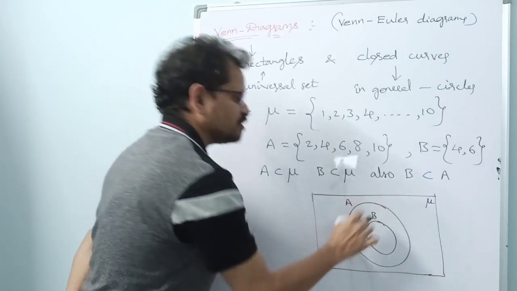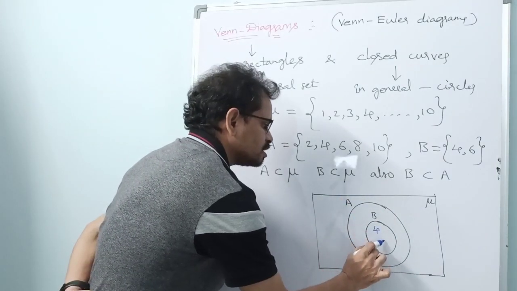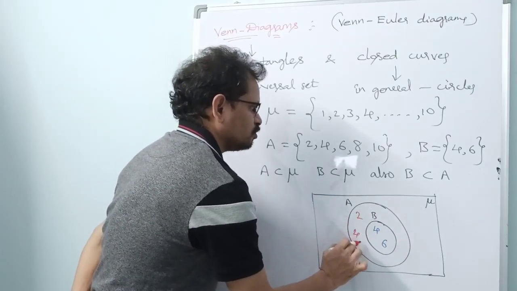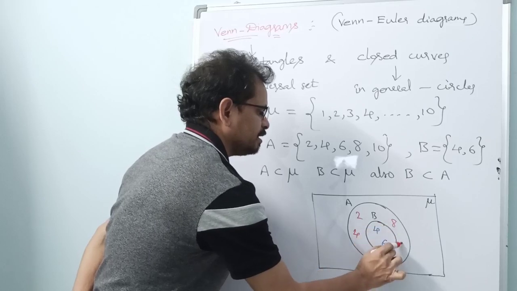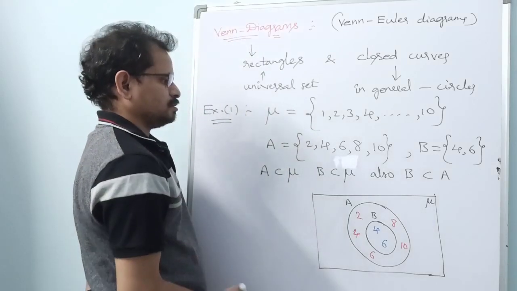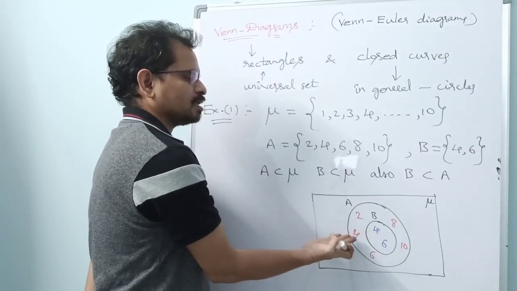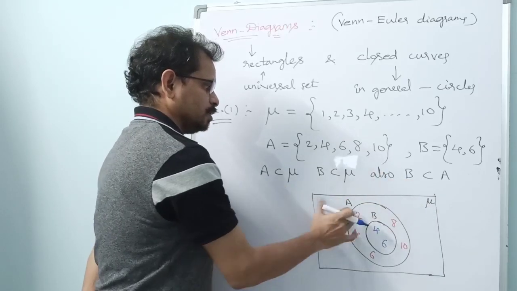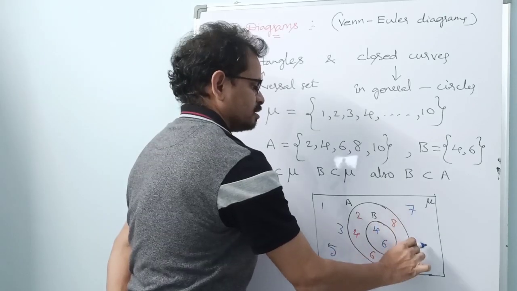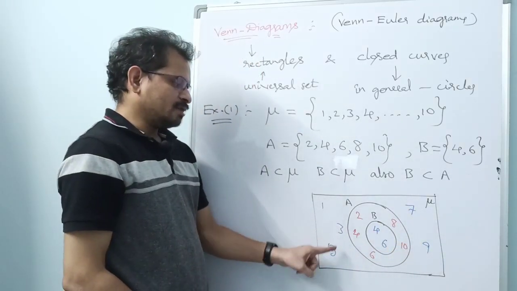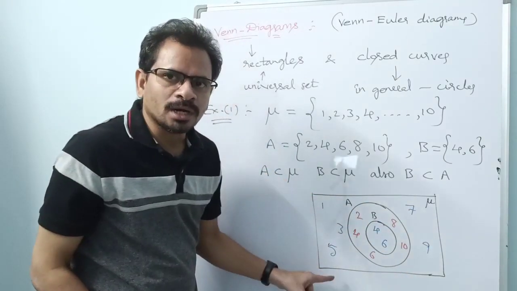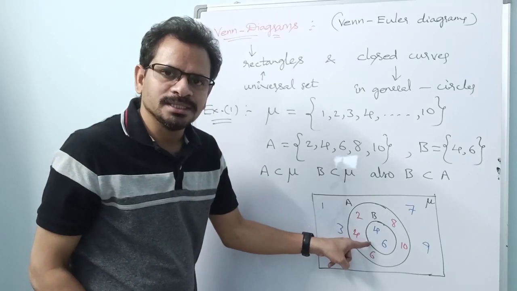Now what are the elements of B? First write the elements of B here: 4, 6. Then what are the elements in A? 2, 4, 6, 8, 10. All the remaining elements, which do not belong to either B or A, belong only to the universal set. What are those numbers? 1, 3, 5, 7 and 9. These belong to only the universal set. They do not belong to set A or set B.